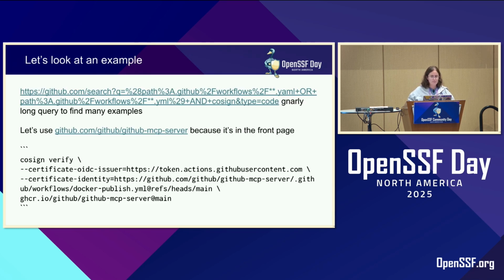Let's look at an example. Here is a big gnarly query for a URL for GitHub to look at manifests that would be signed. We're going to use this repo because it's on the front page, and I'm not that mad at it.